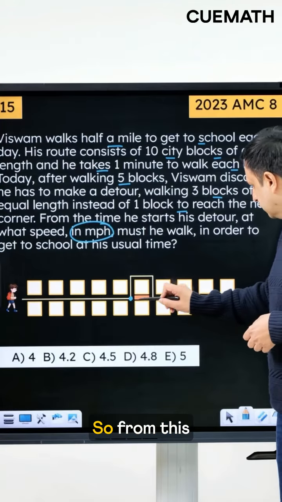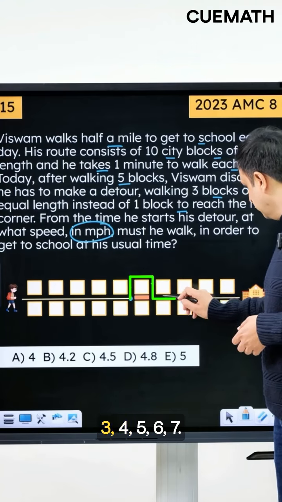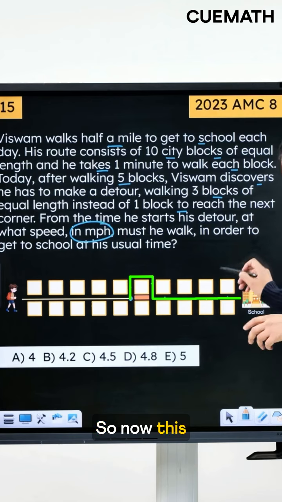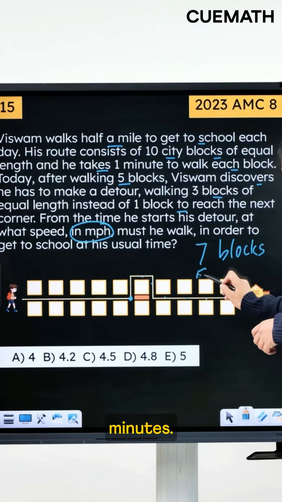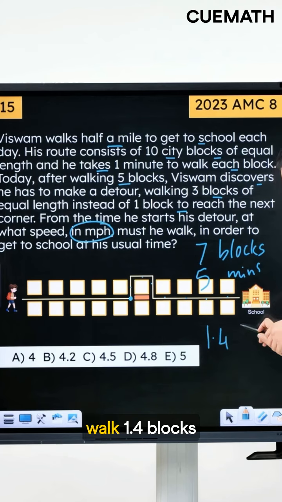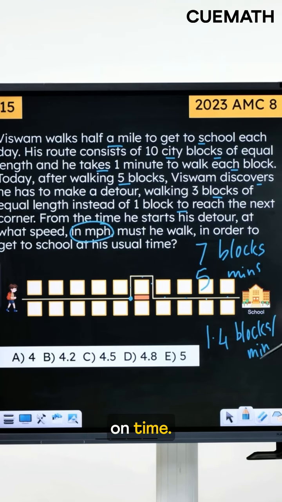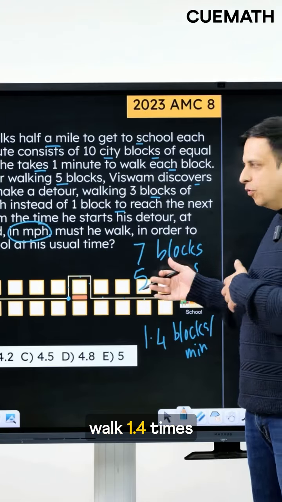That's the question. So from this point, how many blocks does Viswam have to walk now? So 1, 2, 3, 4, 5, 6, 7. So now this day, he has to walk 7 blocks in 5 minutes. So he has to walk 7 over 5. So this day, he has to walk 1.4 blocks per minute to get to school on time. And normally he walks 1 block per minute. So this day he has to walk 1.4 times faster.